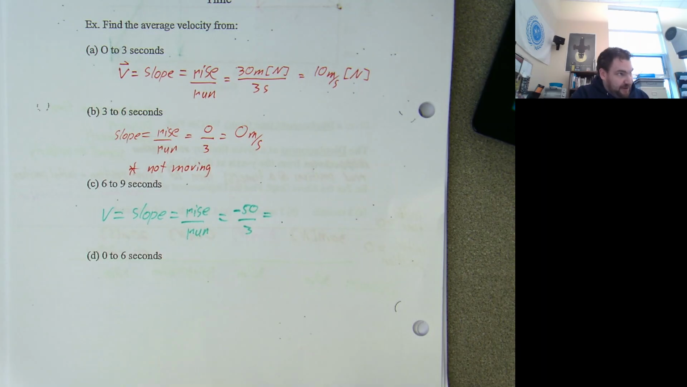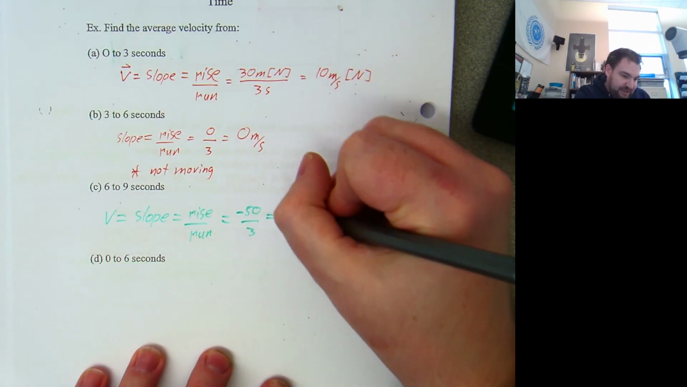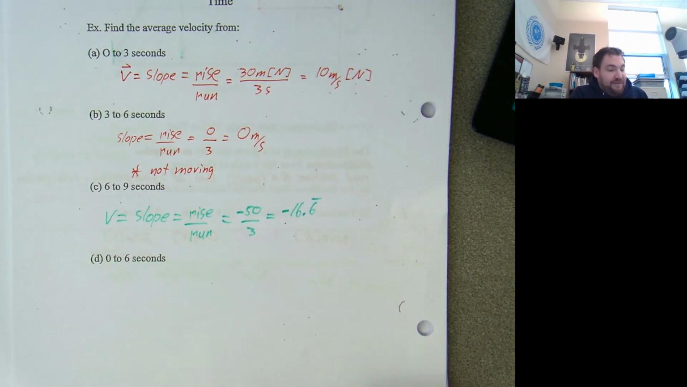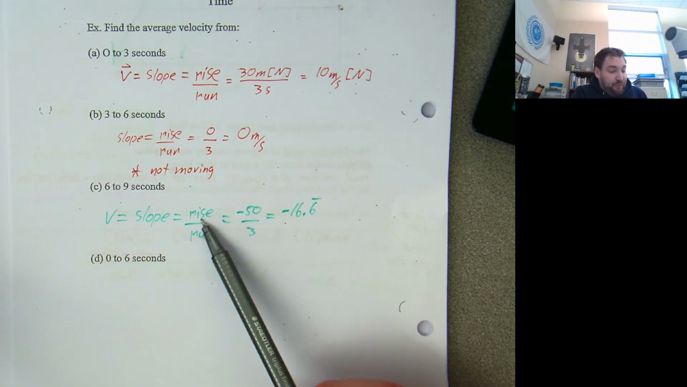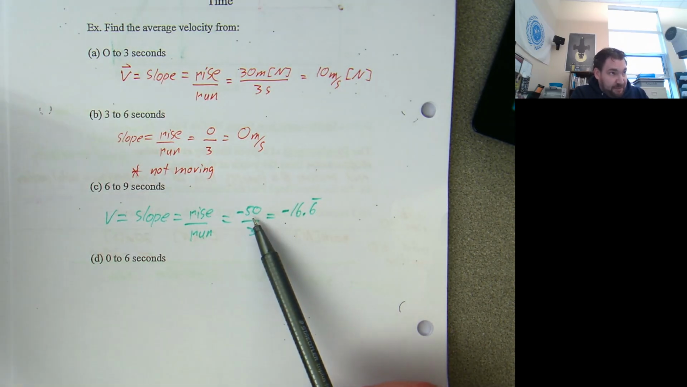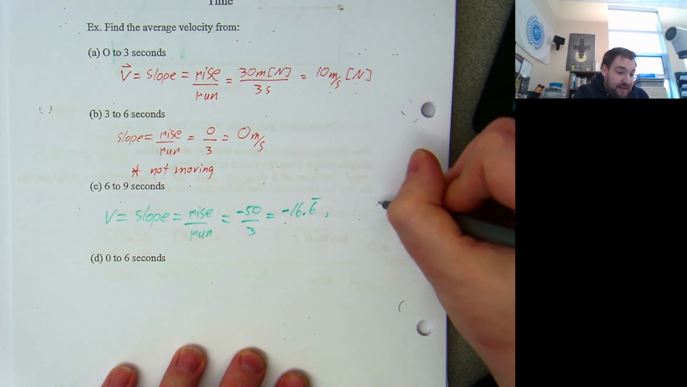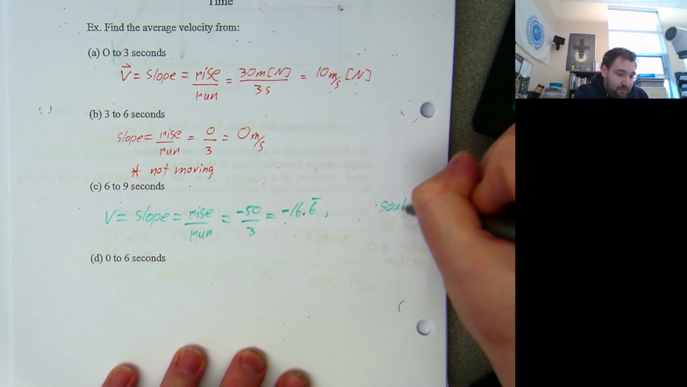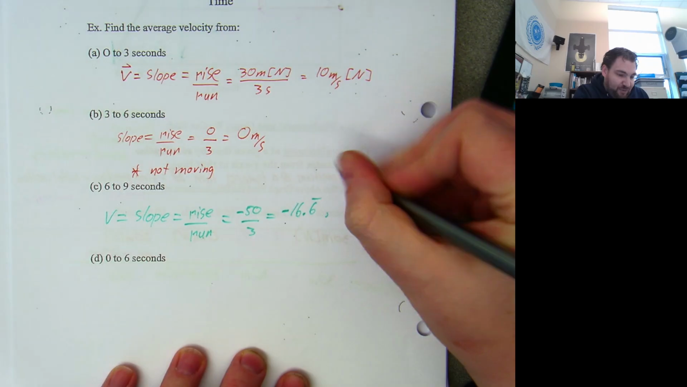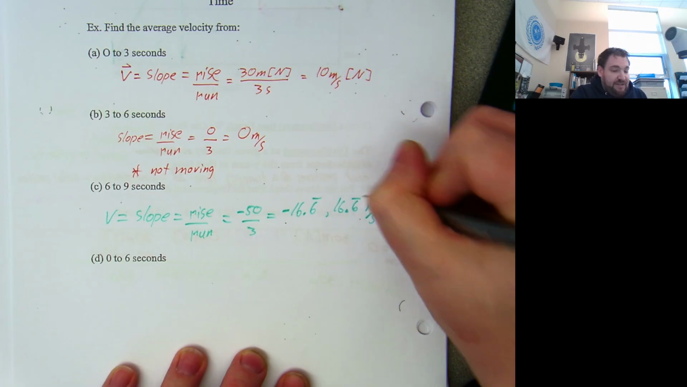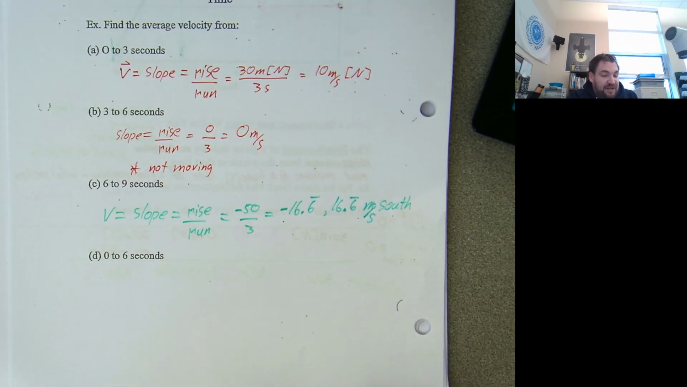Negative 50 divided by 3, I'll do that for you, is going to be negative 16.6 repeating. And now we have to give that units, and because it's velocity, we have to give it a direction. Remember, the rise represents displacement. If the displacement is negative, what's that direction? It's going to be south. The units were meters per second. So our bug is moving 16.6 meters per second south.